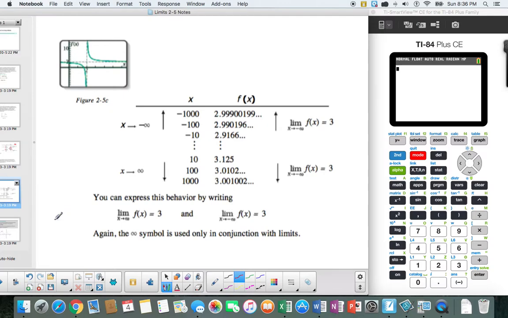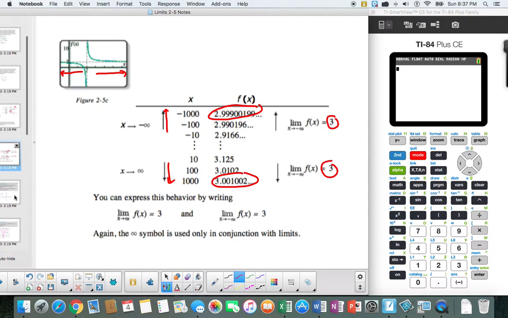All right, let's take a look as x approaches negative infinity and positive infinity. So here as x approaches negative infinity, it looks like f is getting closer and closer to the number 3. As we get bigger and bigger negative values, we're getting closer and closer to the number 3. So we say the limit as x approaches negative infinity of f of x is 3. And the same thing is happening over here. As x approaches infinity, as we get larger and larger values, we're getting closer and closer to the number 3. And so here's how we write it. Again, the infinity symbol is used only in conjunction with limits.